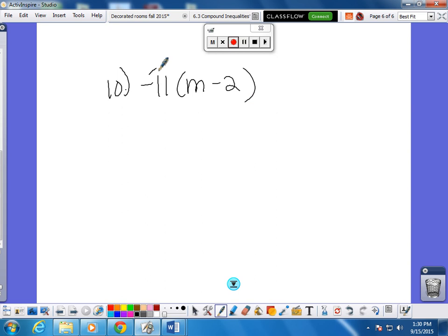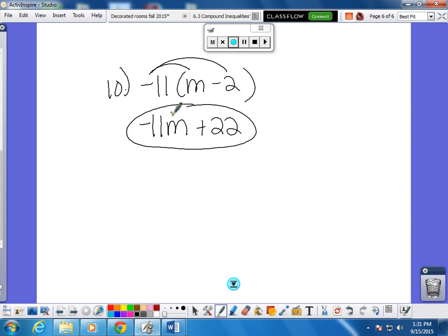What property? Yes. All right. And so, remember our rules for multiplication. Like signs is positive. Different signs is negative. So what's negative 11 times m? Good. What's negative 11 times negative 2? Positive 22. A lot of times with the distributive property, we just have a habit of taking whatever's here and just bringing it down. That has nothing to do with it. This is negative times this negative. Like signs gives me this positive right here.